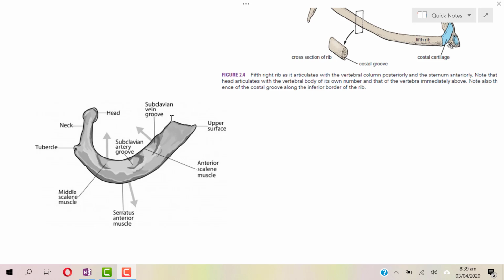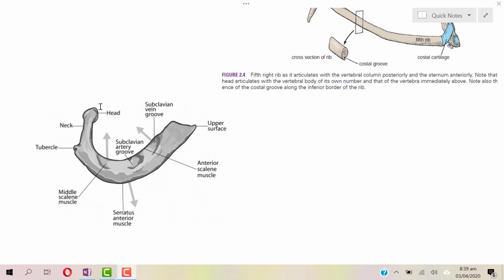The anterior end will articulate with the first costal cartilage, which will form the costochondral joint. The first costochondral joint will be a primary cartilaginous joint. This will be a primary cartilaginous joint.